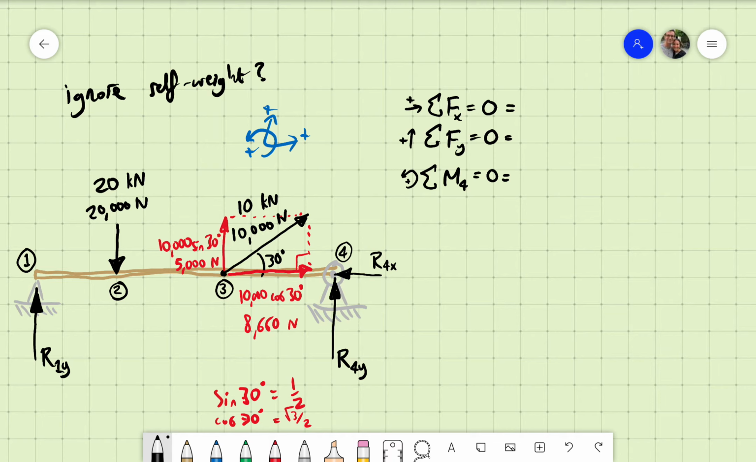Okay, horizontal forces are, let's see, 8,660. That's horizontal in the positive direction.